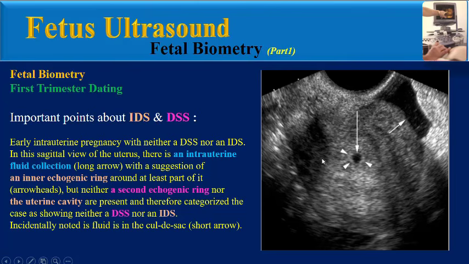In this sagittal view of the uterus, there is an intrauterine fluid collection with a suggestion of an inner echogenic ring around at least part of it, but neither a second echogenic ring nor the uterine cavity or intradecidual sign are present, and therefore we categorize the case as showing neither of these signs. But here, incidentally, we can see a small amount of fluid in the cul-de-sac.